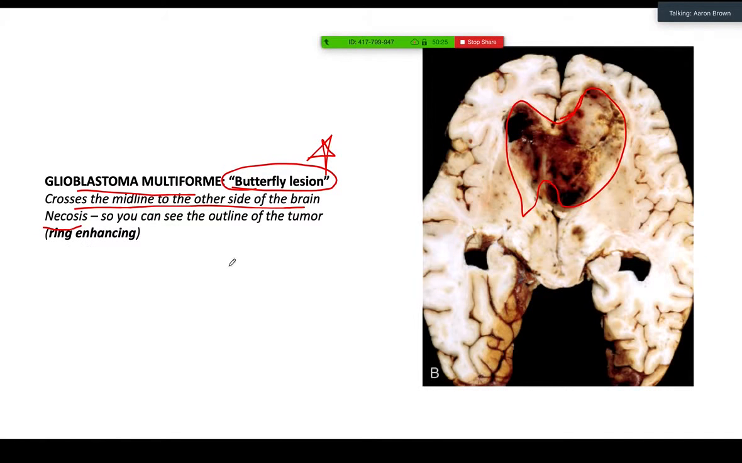When you do a CT scan, if this is our brain, 2 lobes of our brain, we're going to see a ring enhancing lesion. The edge of the lesion is going to be bright white. Why? Because it's necrotic. Anything necrotic going on in the brain is always going to be ring enhancing. Our abscesses, our toxoplasmosis, here our glioblastoma, all of these are ring enhancing because there's some necrosis going on inside.